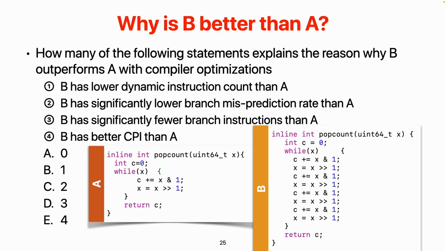But how about CPI? Who would have better CPI? B. Why? Fewer branch instructions. And as we said, the branch instruction may not be that good, but if we have a higher misprediction rate for the branch, how can CPI be smaller? So this is kind of an unknown.